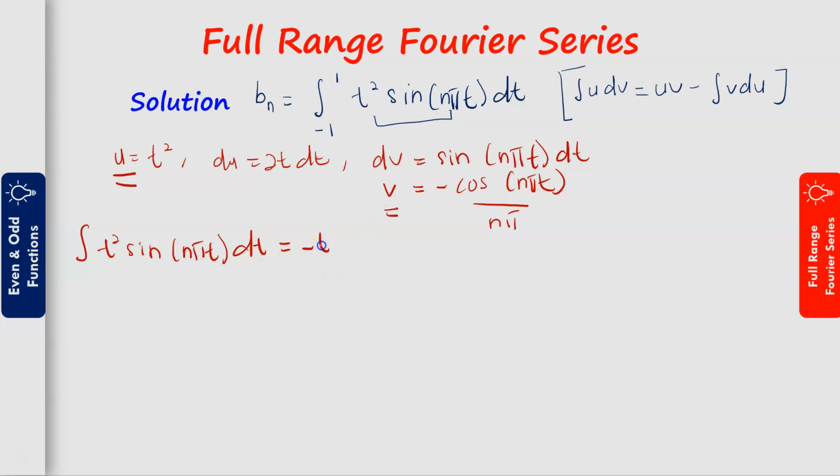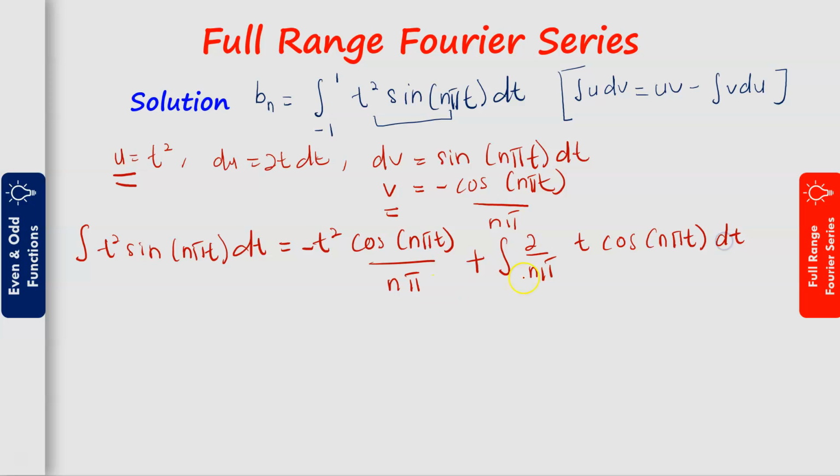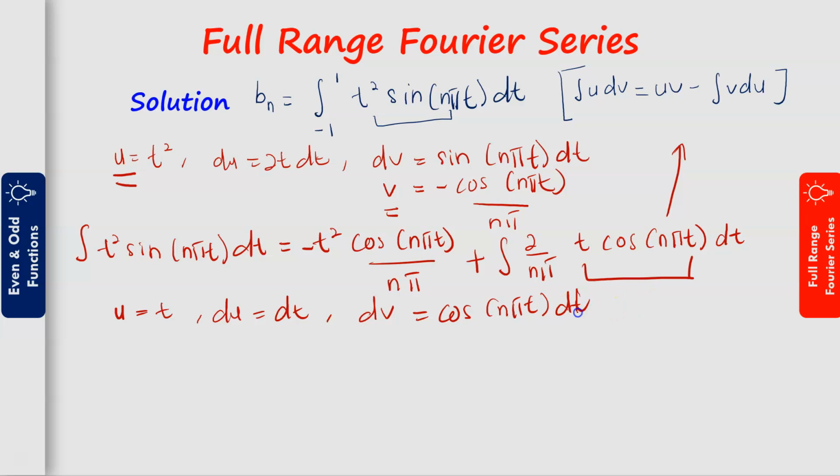So we will have here negative t square cos n pi t over n pi, and then plus here the integral of 2 over n pi t cos n pi t dt. Okay, and then if you see here, we have actually t cos n pi t. Again, we need to use integration by part. We let for this one u equal to t, so du equal to dt, and then here we let dv equal to cos n pi t dt, means that to get the v here, v will be equal to sine n pi t over n pi.